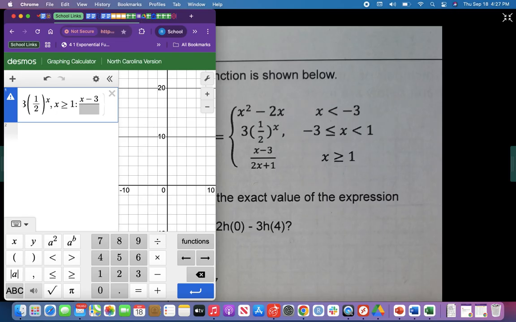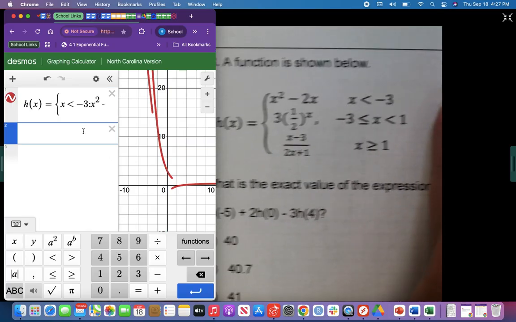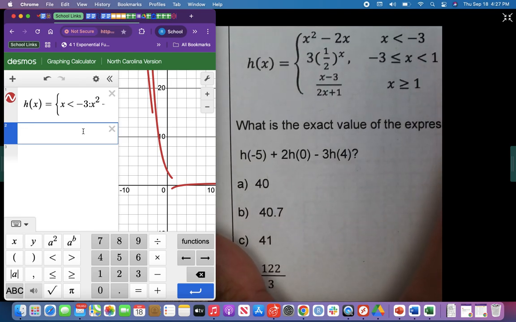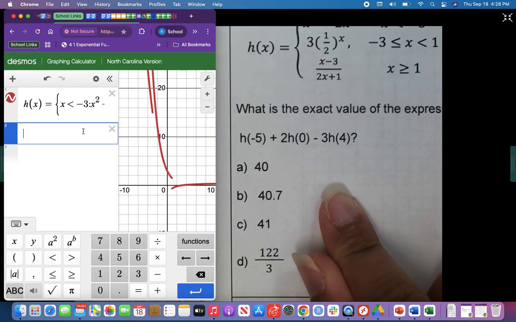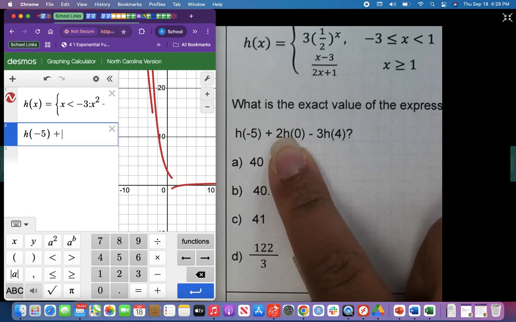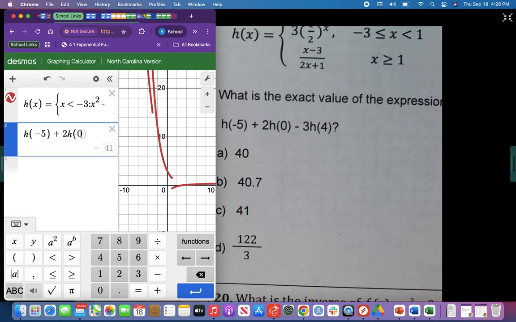x minus 3 goes on top. 2x plus 1 goes on the bottom. And then close your curly brackets. All right, so then what am I evaluating? Ooh, excuse me. This right here. So h of negative 5 plus 2 times h of 0 minus 3 times h of 4.